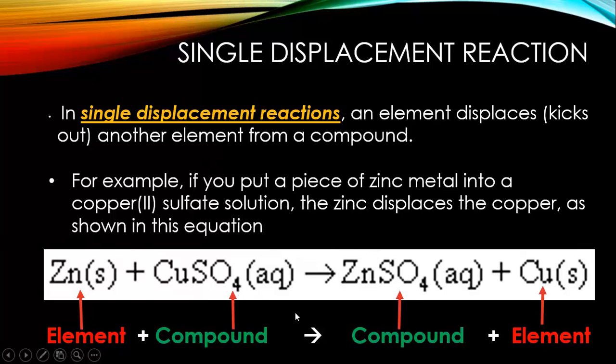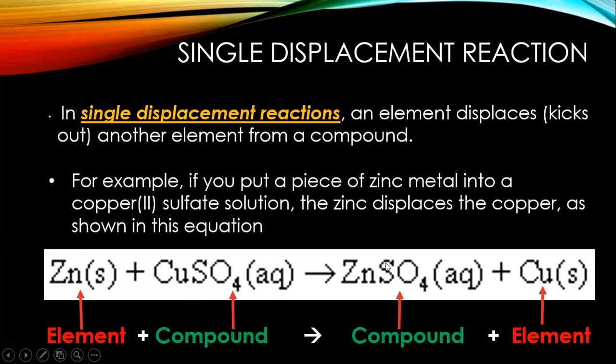Let's break it down into its chunks. We've got an element of zinc here at the start, which reacts with copper sulfate, a compound of CuSO4, which produces, okay, so here's the kicking out part, zinc sulfate now, the compound, and now you've got the element of copper by itself.